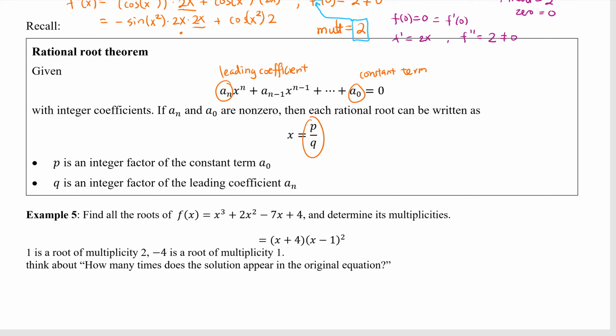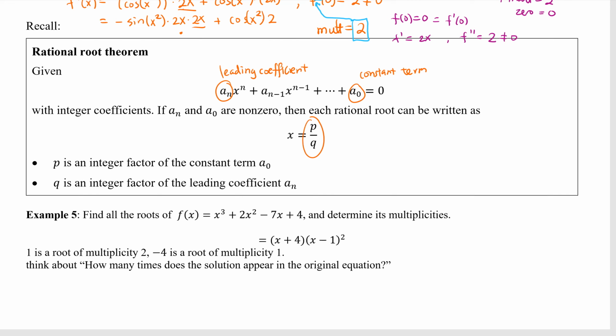a fraction. So p is an integer factor of the constant term a_0, and q is an integer factor of the leading coefficient a_n. Our root is going to be p over q. That is the rational root theorem.